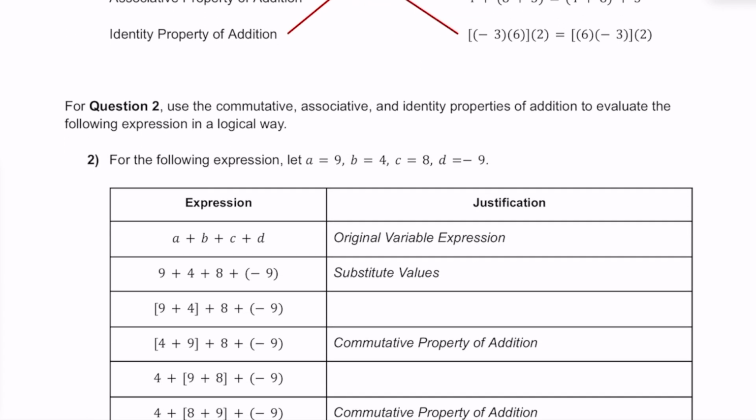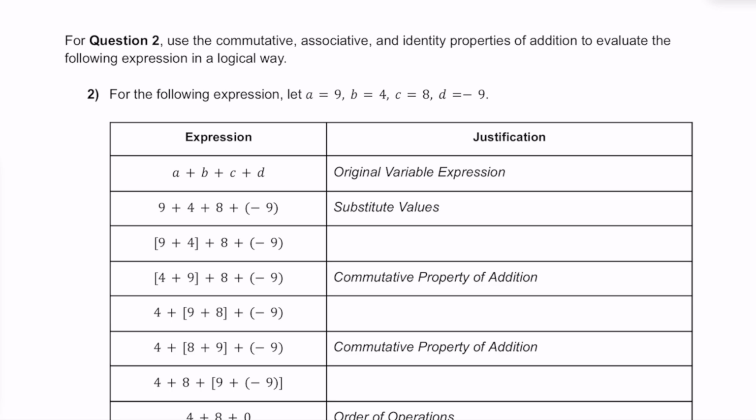All right. For question 2, let's go ahead and see if we can justify some of these steps along the way as we evaluate an expression. We can see here that we have an original expression right over here, and we're going to use these values of A, B, C, and D and substitute them in. From this step to this step, we are just substituting in these values. That's fine. Now, what happened from this step to this step? Well, it looks like the only thing that changed was we put in brackets here.